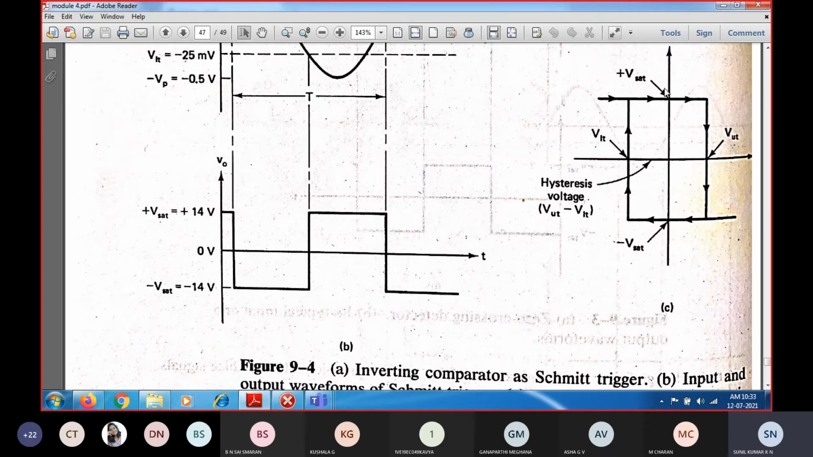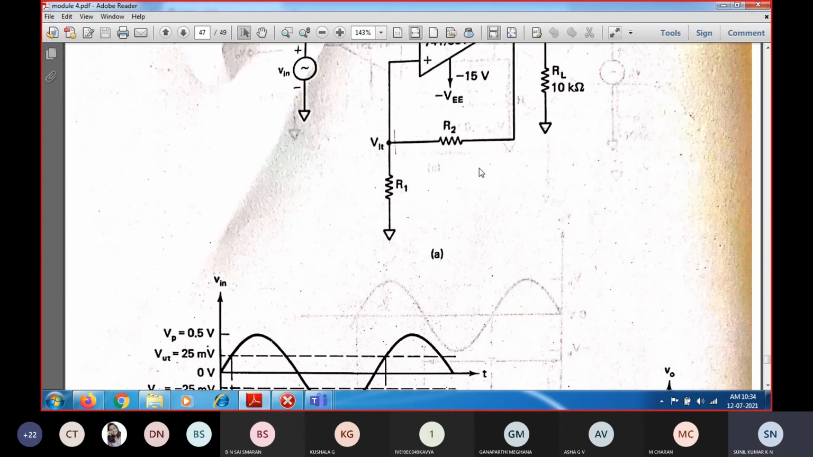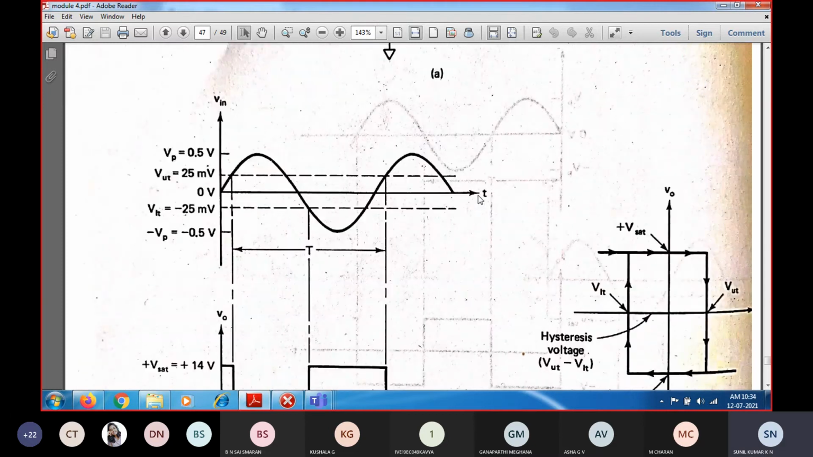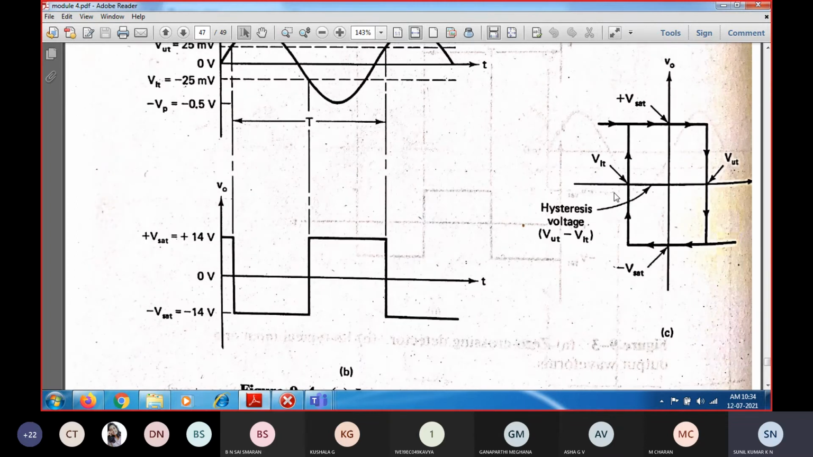If the hysteresis curve is moved towards the right side, then it is called a positive hysteresis. If the hysteresis curve is moved towards the left side, then it will be called a negative hysteresis. That is also possible, based upon the values of R1 and R2, which are applied to the non-inverting terminal. So this is the zero hysteresis curve, and there is also positive hysteresis and negative hysteresis. Hysteresis voltage means VUT minus VLT.